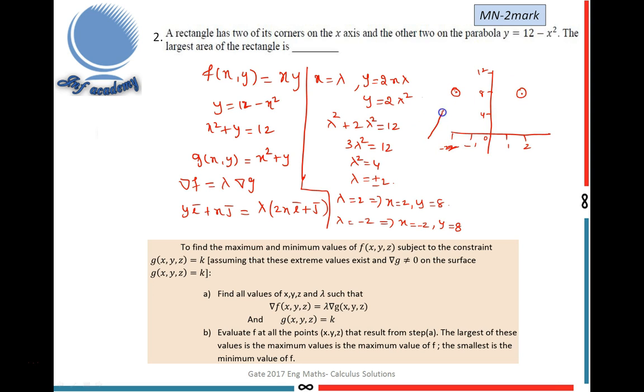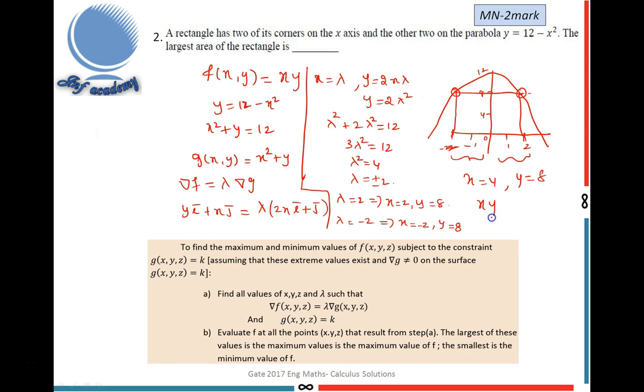This is the parabola. For x equal to 0, I got 12. These two are the corner points of the rectangle. So the rectangle is here. One side is x equal to 4, and another side is y equal to 8. This value of y is 8.